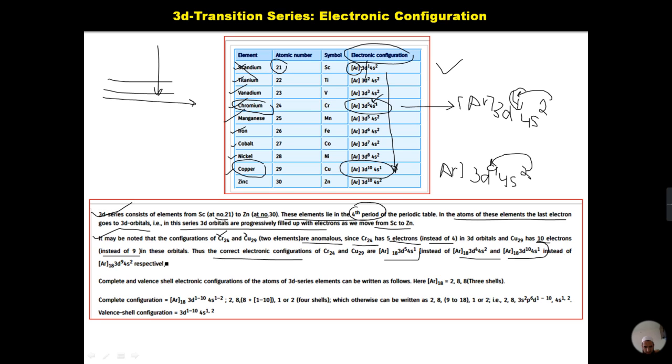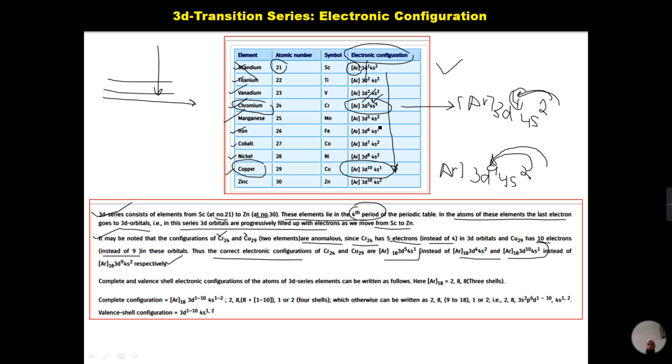instead of this. Now the question is why this electron has shifted from 4s to 3d in both the cases. Simple. When we transferred one electron, what did we achieve? We have achieved the half filled state here. It becomes 3d5.